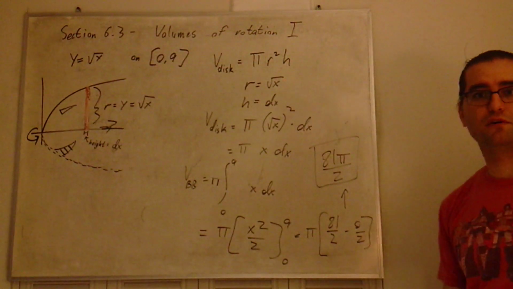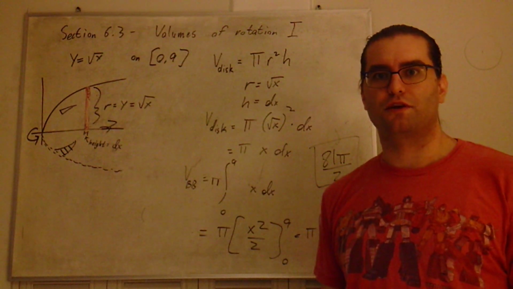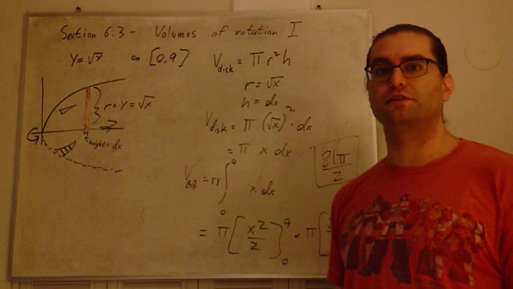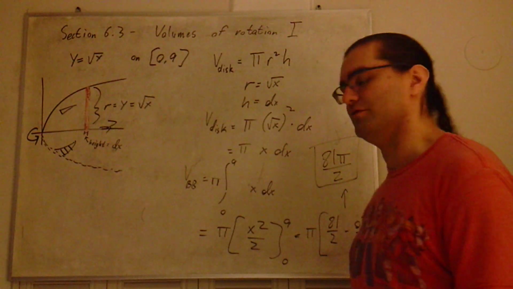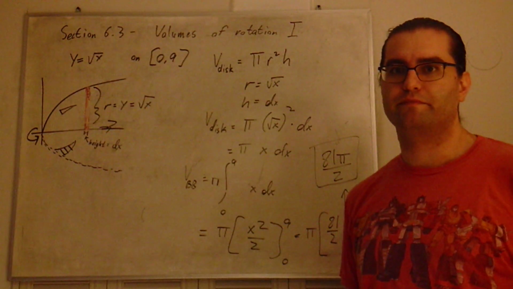That's the volume of Bullet Bill. I'm sure knowing this is a great weight off your mind next time you're playing Super Mario Bros. 3 for the Nintendo Entertainment System. Every time a Bullet Bill comes at you, you can be like, I know how to find that thing's volume. It's 81 halves pi.